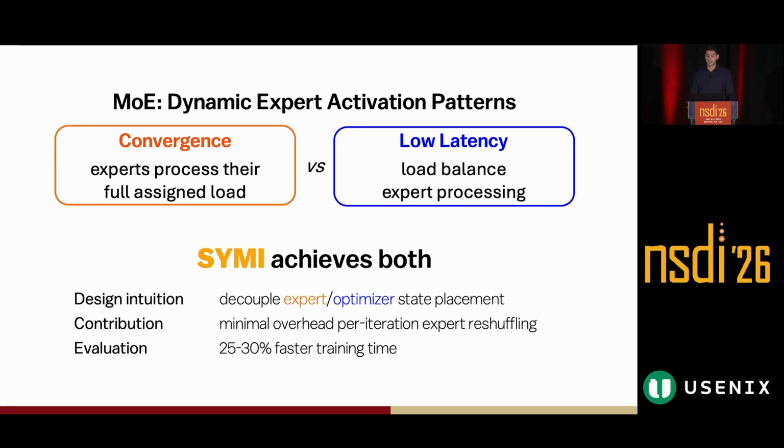So this talk in a nutshell, mixture of experts training is very hard. We have different experts with different amounts of load. If we want to optimize for convergence, we want to make sure that all experts process their full amount of load. But if we want to optimize for latency, we want to make sure that we load balance resource utilization across the system. And this has been a very difficult trade-off to tune between convergence and latency. I'm going to present SYMI to try to optimize for both simultaneously.